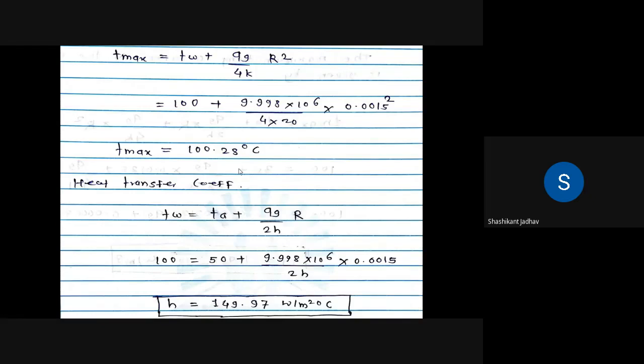H is equal to 149.97 watt per meter square degree Celsius. Okay, this is a very simple problem. We have to understand how to calculate the heat generated per unit volume.